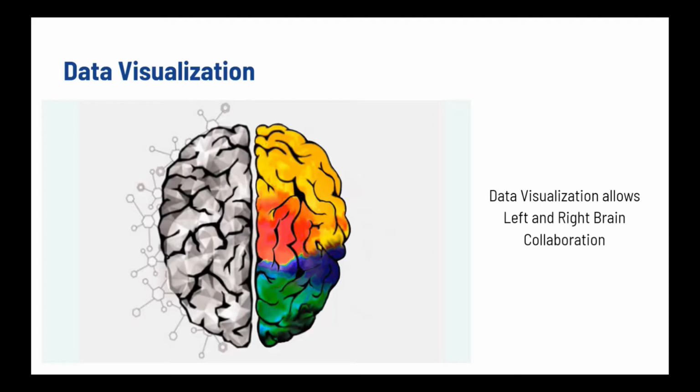The left brain allows us to focus on logic, numbers, language, whereas the right brain is more into symbols, images, and colors. Through data visualization, both left and right brain collaborate and we get an accessible way to see and understand trends, outliers, and patterns in data using visual elements like charts, graphs, and maps.